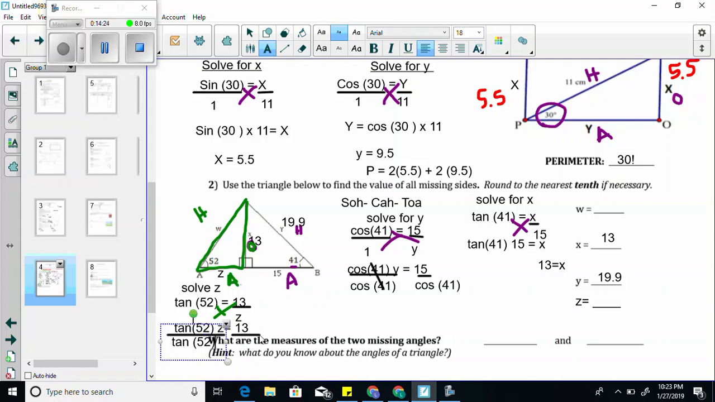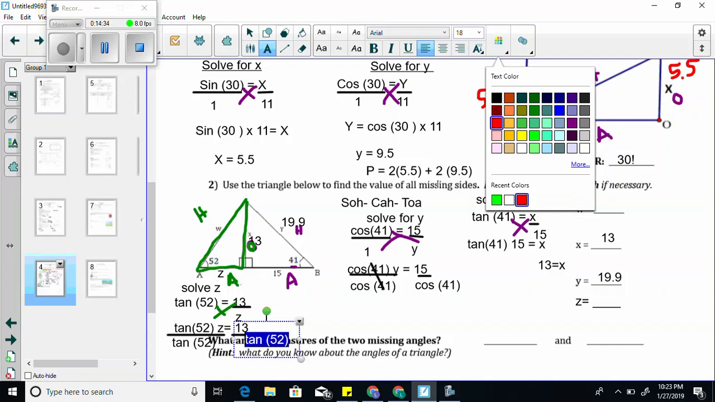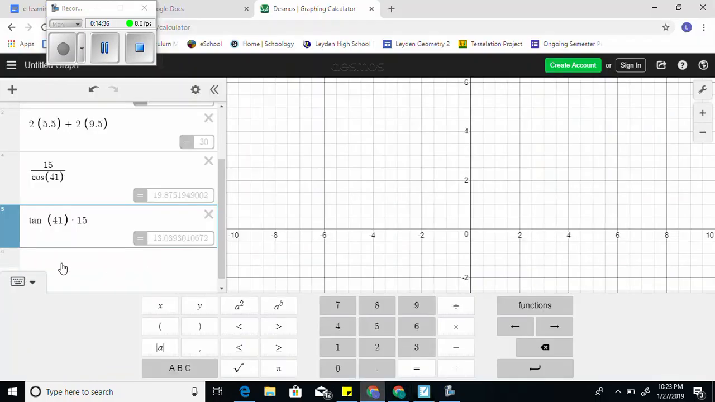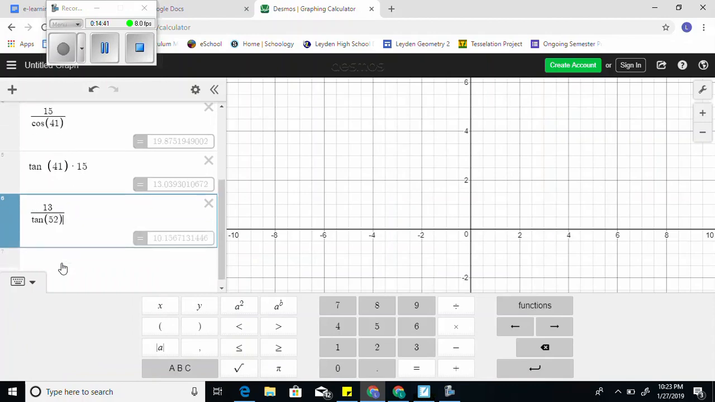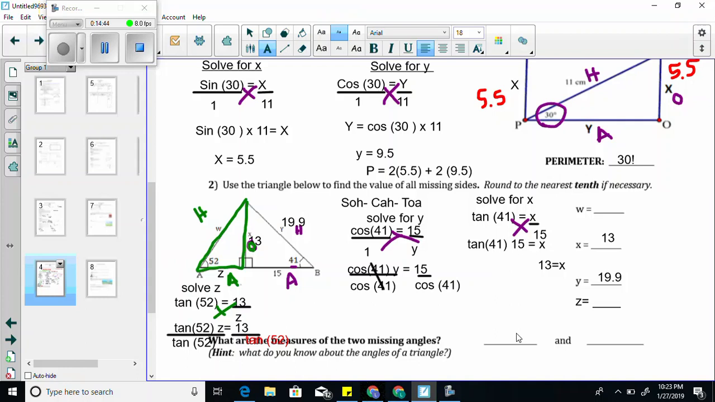And when you plug in your calculator or Desmos, 13 divided by tangent of 52 equals 10.2. So for z, I get 10.2, okay? And lastly, I want to find w. So I can use that 10.2 or I can stick with my given information. I guess it doesn't matter now because I found 13 too, right?